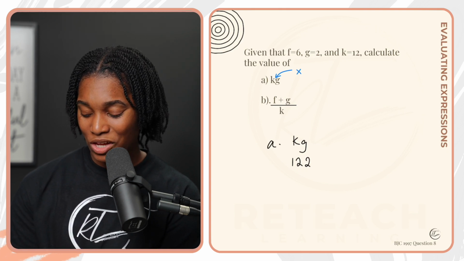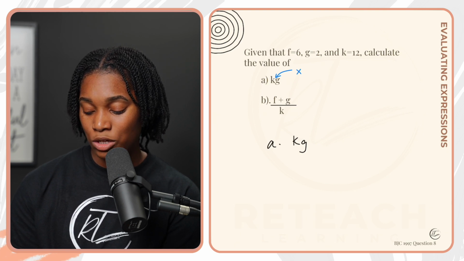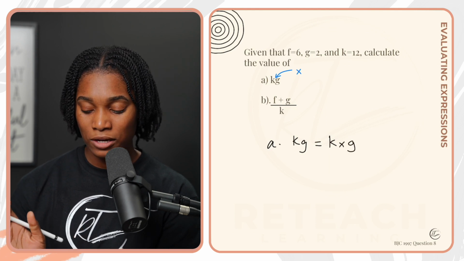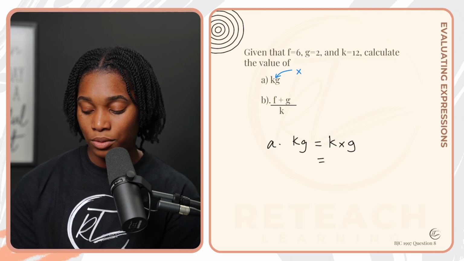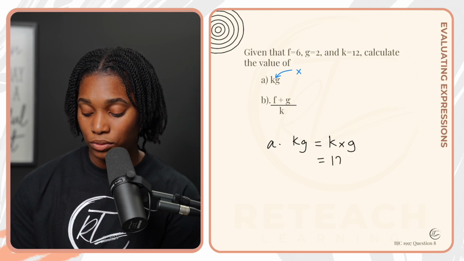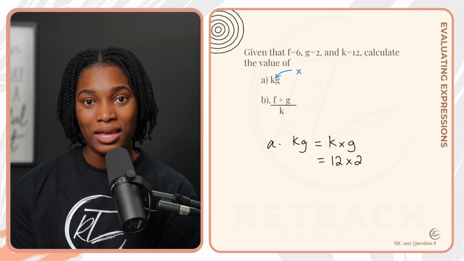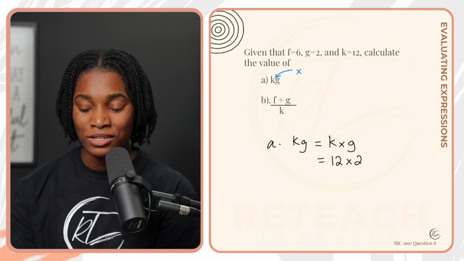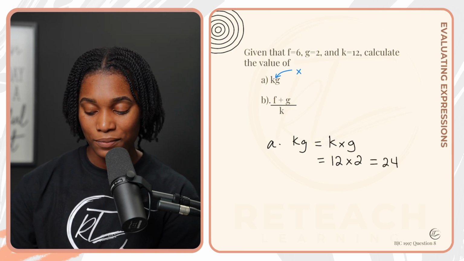All right. So the answer is not 122, but instead I can rewrite this just so you can see it. It's going to be the same as K multiplied by G. Now you can take that in for a second and we're going to keep going. So what is K? Well, our question tells us that K is 12 and G is 2. So now I can actually do the math. And this is what I mentioned before: when it comes to evaluating, they want you to find the value of this answer. So 12 times 2 is 24. All right, so there you go.